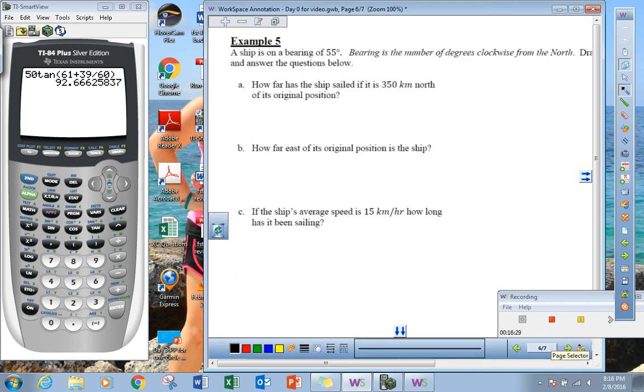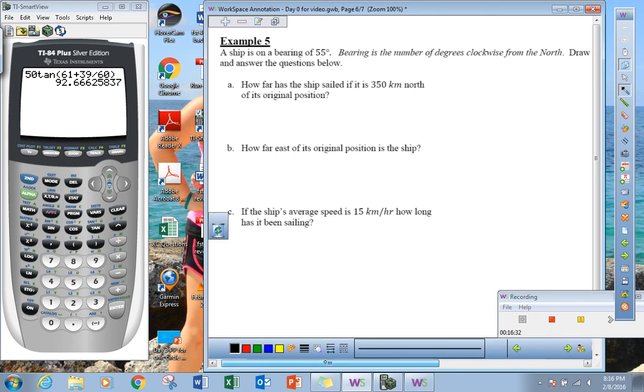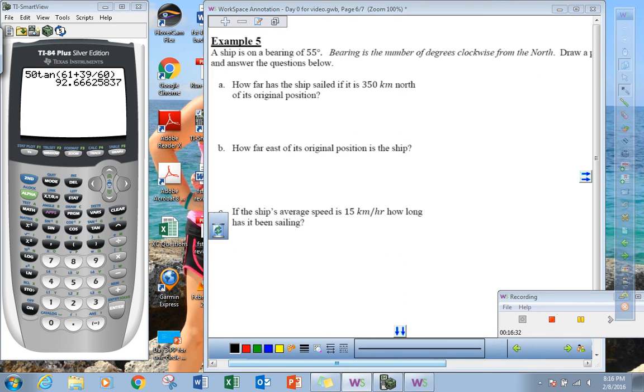Then it looks like we got 2 to go. This might be a new concept for you on this one, guys. It says a ship's on a bearing of 55 degrees. You're going to see the word bearing a couple of times in this chapter. Here's our definition of bearing. A bearing is the number of degrees clockwise from the north. So here's what it means for a ship to be on a bearing of 55 degrees.